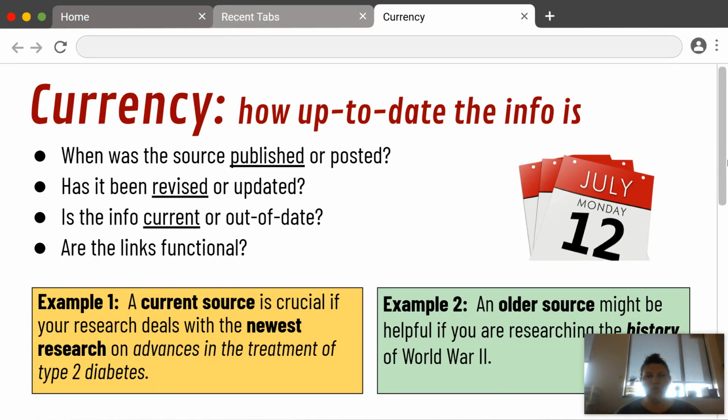Because sometimes as sources age, some of the links break and then we're not able to access some of the information anymore. And we have to think about the kind of information that we're looking for when determining how up-to-date the information is that we need. So if we are looking for something where we need the newest research, then that needs to be a source that was published within the past year or something.